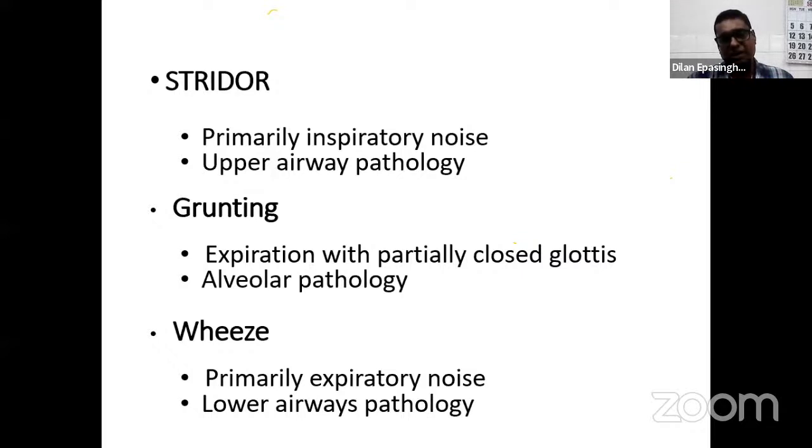Grunting, that is the expiratory with partially closed glottis, alveolar pathology, right? So you can get it in who. And wheezing, the primarily expiratory noise. Most of them have good experience in wheezing. So wheezing is always an expiratory noise due to bronchoconstriction.